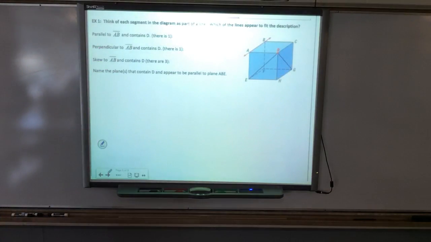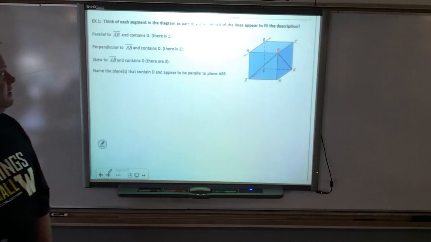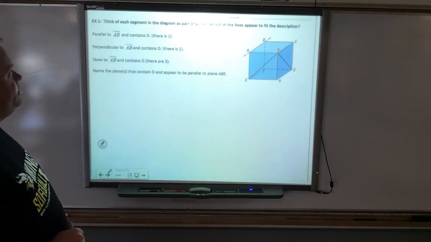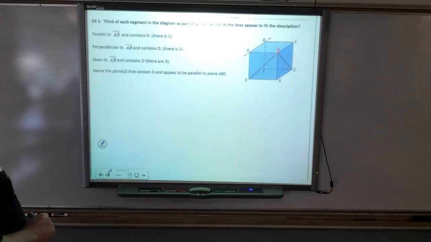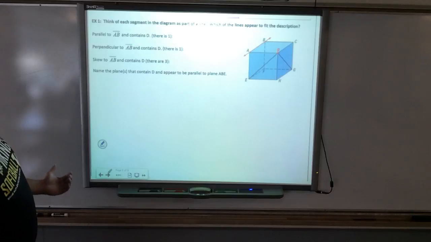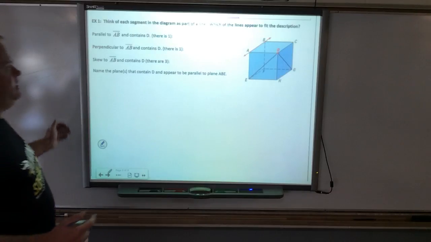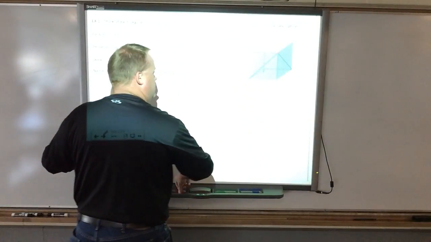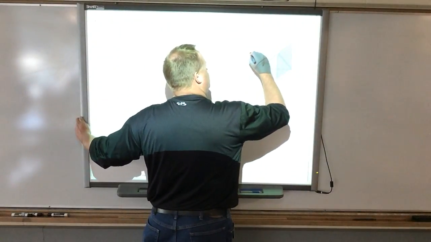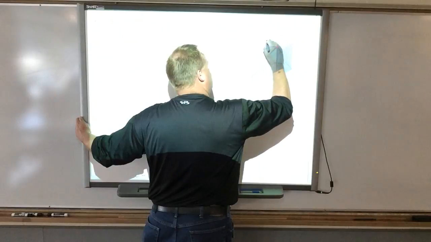Think of each segment in the diagram as part of a line. Which of the lines appear to fit the description? So the first one says parallel to line segment AB and contains D. Well, where is line segment AB? Line segment AB is this one right here, and it's in red on your set of notes, so I'm going to keep it in red.